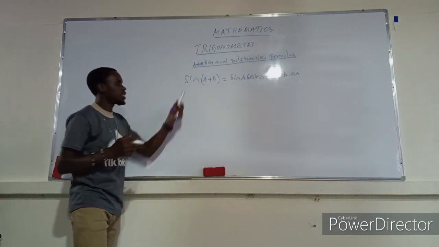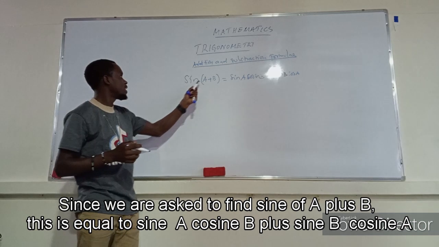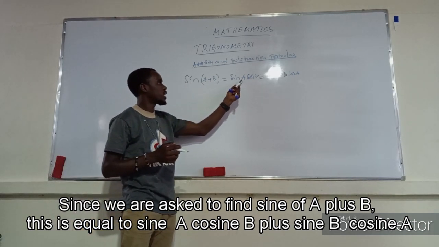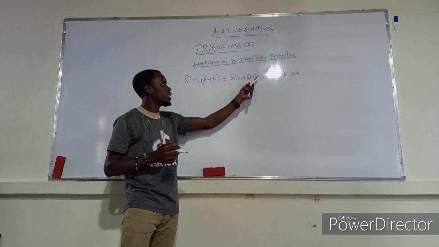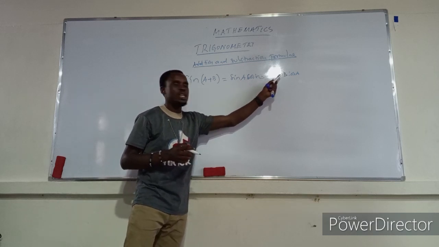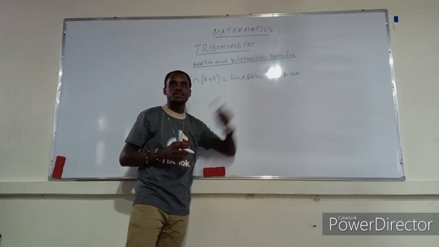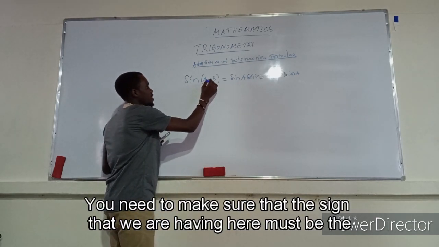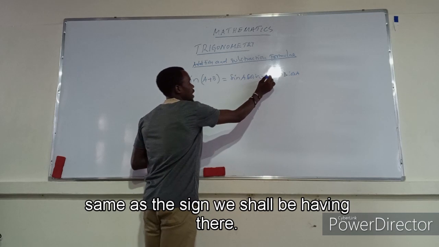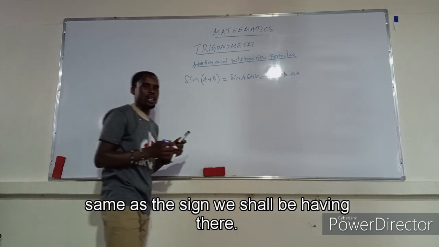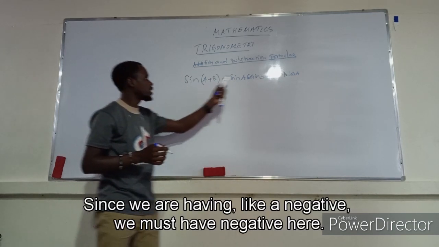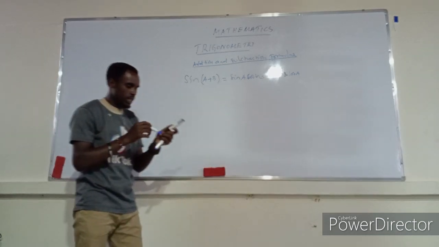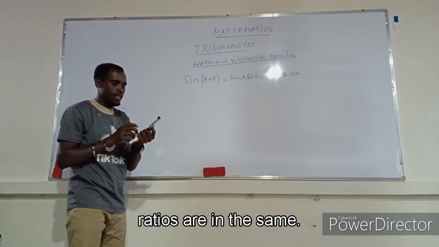Very nice. Since we are asked to find sine of A plus B, this is equal to sine A cosine B plus sine B cosine A. Guys, you need to make sure that the sign we have here must be the same as the sign we shall have there. Since we have a negative, we must have a negative here. The other expressions are the same.